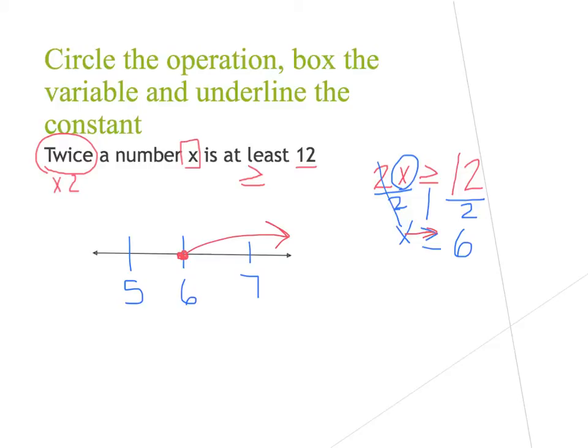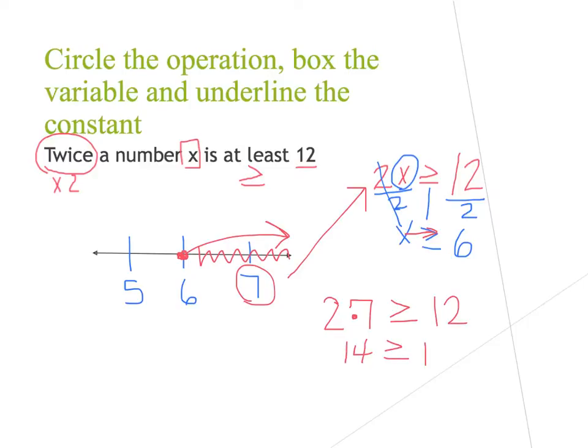I can pick any number on this side. So I'm going to just pick 7 and plug it back in here. So that's going to say 2 times 7 should be greater than or equal to 12. 2 times 7 is 14. Is 14 greater than or equal to 12? Yes. So remember, if I was to write what the solution was, the solution is any number greater than or equal to 6. So it's any number greater than or equal to 6 would be my solution.